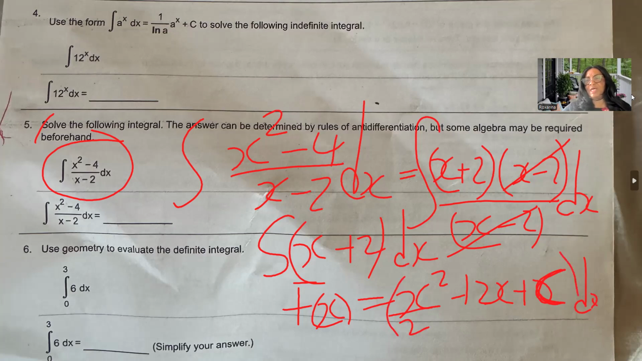So you can just leave your answer like this. We have already done the integration. So x squared over 2 plus 2x plus c. The most important thing is that you show that you know that you have to do some algebraic manipulation. You have to do some algebraic manipulation.